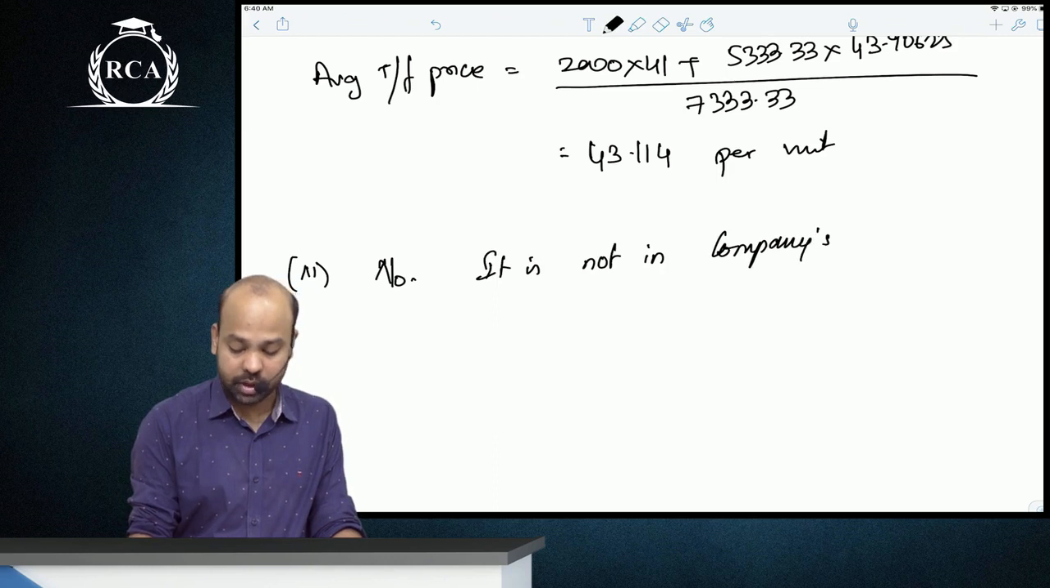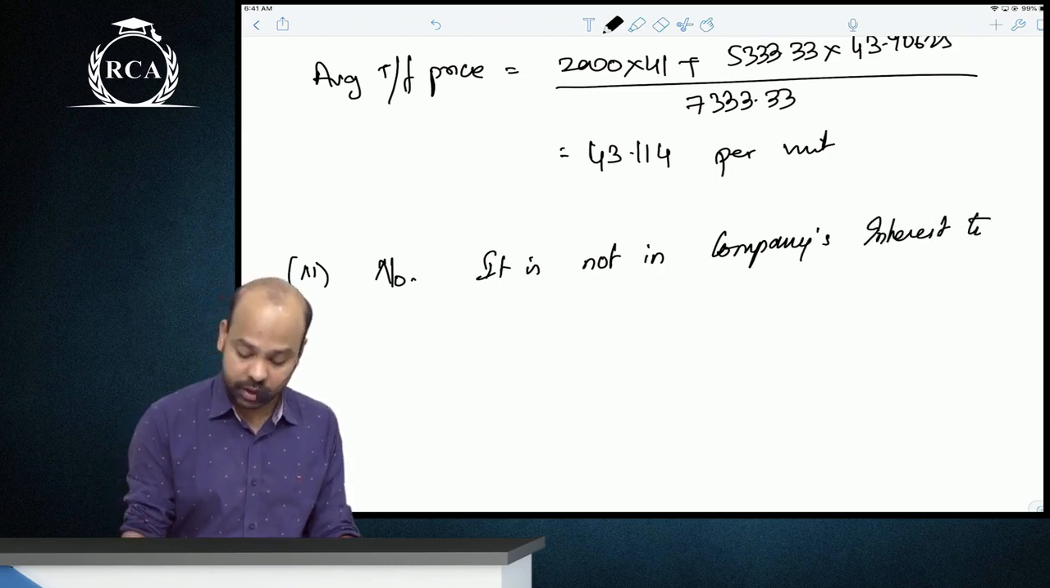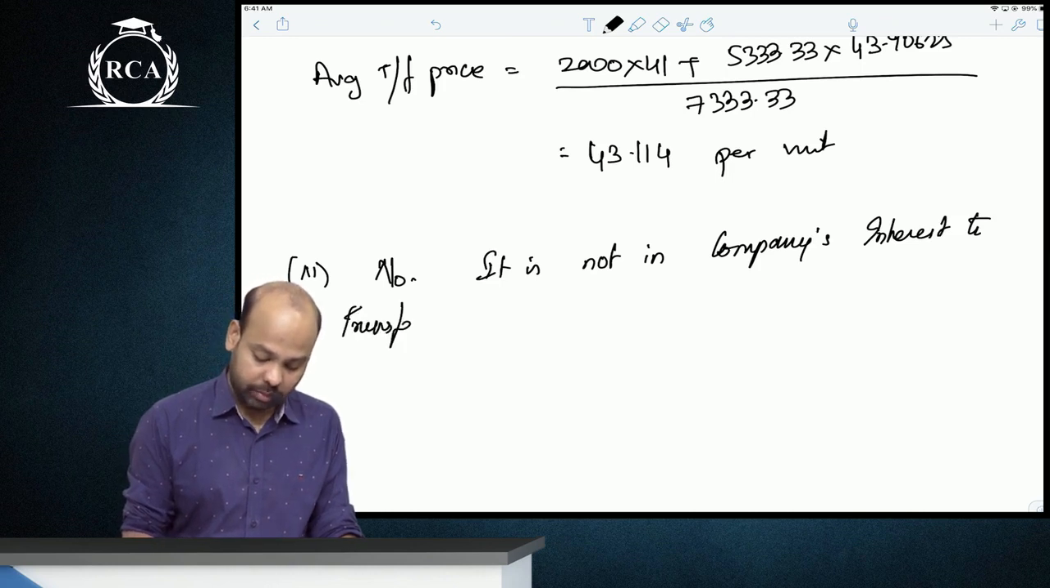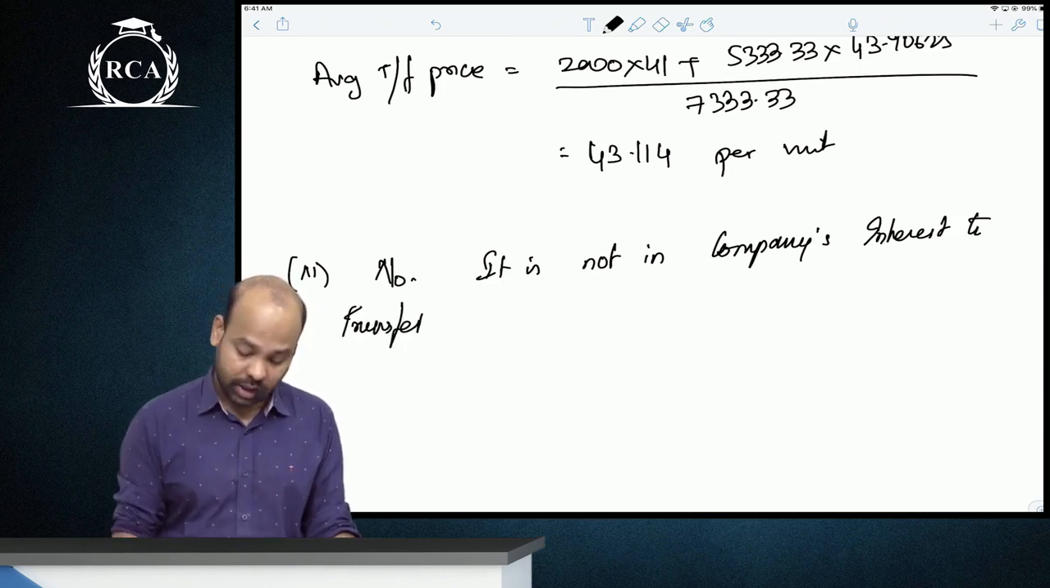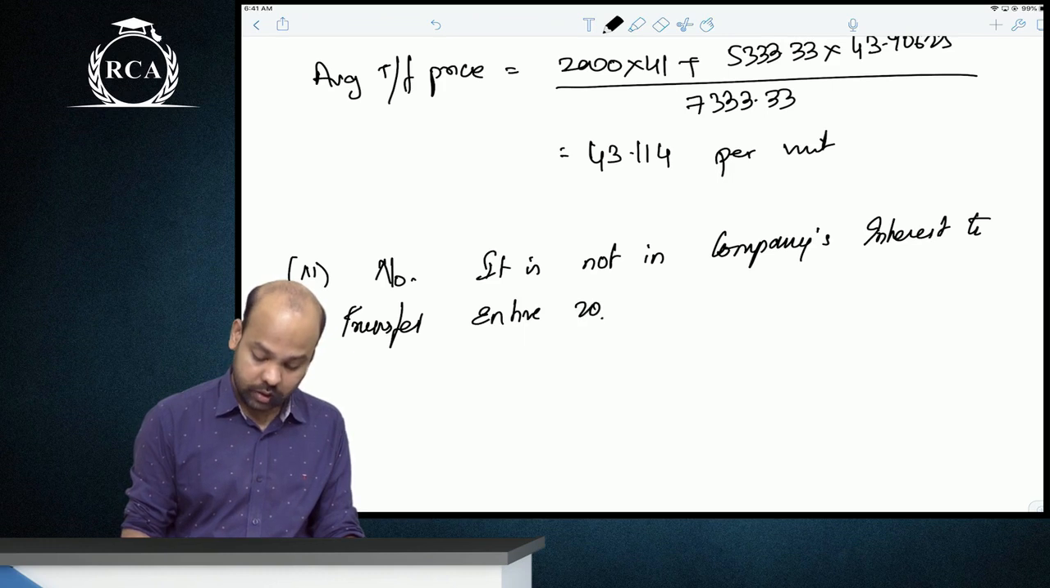It is not. I have already written the conclusion. I do not know why they are asking this again. It is not in the company's interest. If it was in the company's interest, I would have written yes to transfer the entire 20,000 units to S.